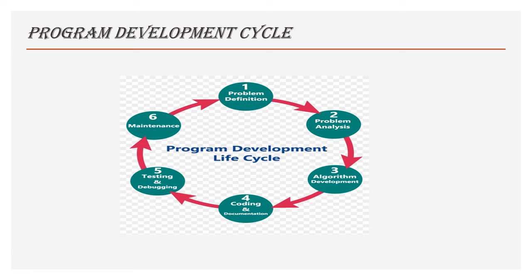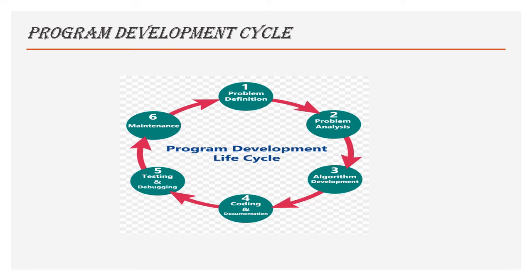Now second is problem analysis. There are several ways to describe a program design. Two common methods are flowcharts and pseudocode. Now pseudocode is a simple way of writing program code in simple English language. Flowchart is a graphical description of a program design that uses combinations of various standard flowchart symbols.